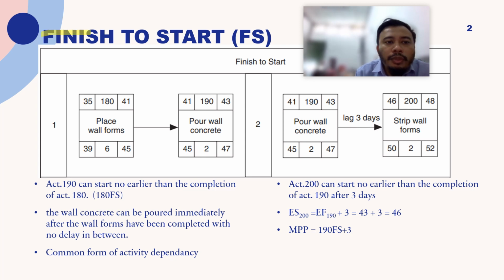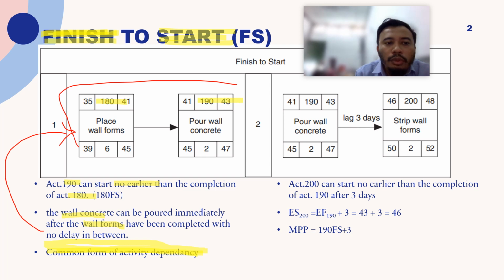You need to finish the activity first so that you can start the next. This is a common form of activity dependency. In this case, activity 190 can start no earlier than the completion of activity 180. 190 can only start once 180 is finished. So the wall concrete can be poured immediately after the wall forms have been completed, with no delay in between. This is basically the explanation of these two activities.